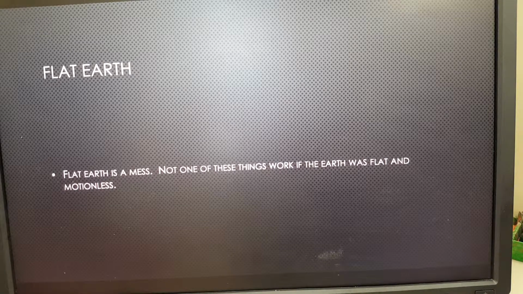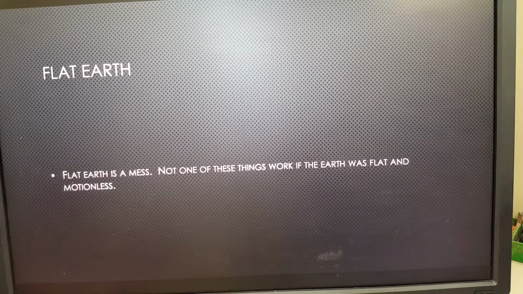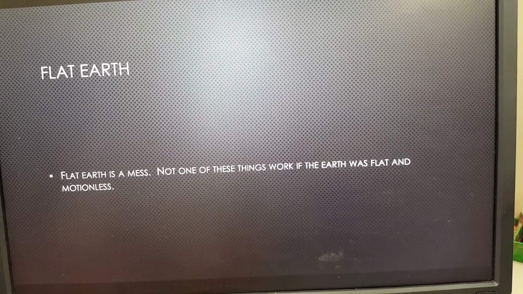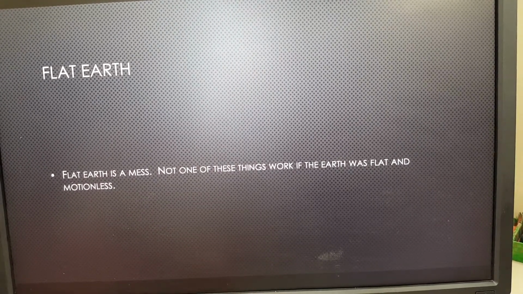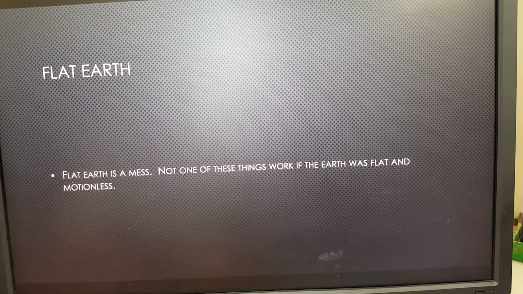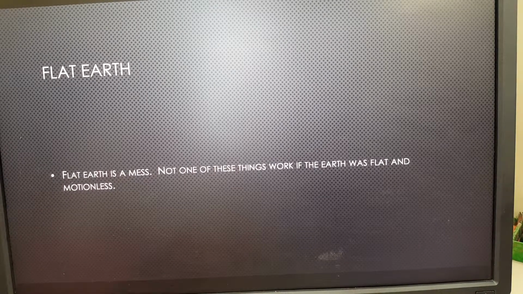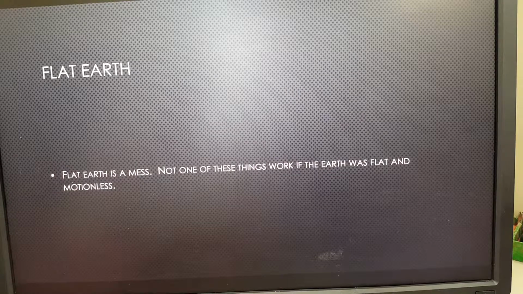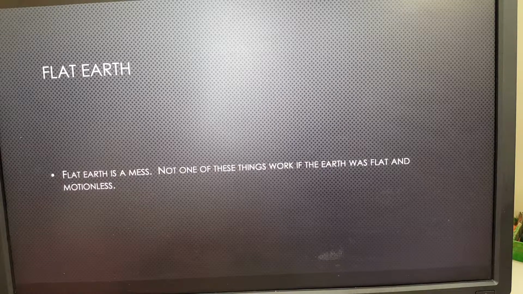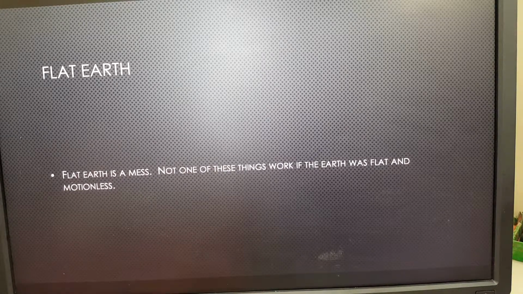So let me close with this. Flat Earth is just a mess. Not one of these things would work if the Earth was flat and motionless. Nothing. So we're talking about the sun, the moon, the planets, winds, the jet stream, ocean currents, the different sea levels in the different oceans. All of those work because the Earth is a globe and it rotates.